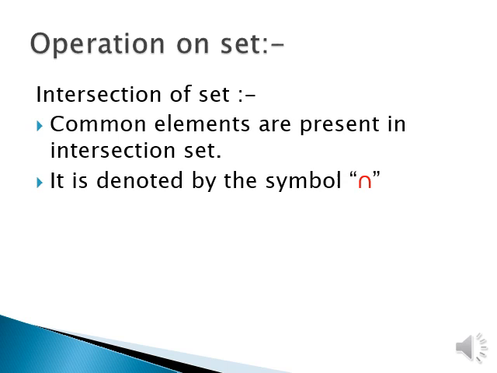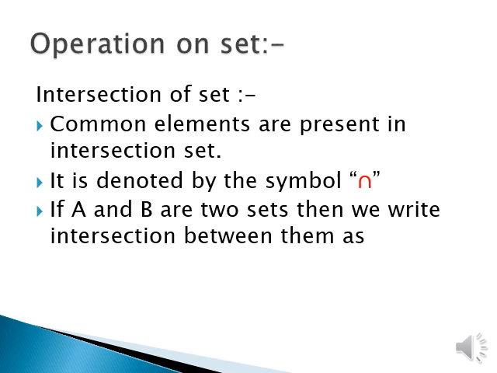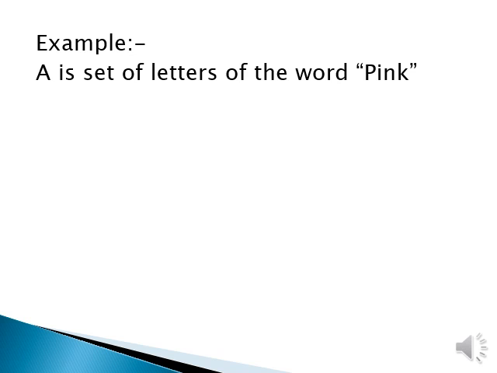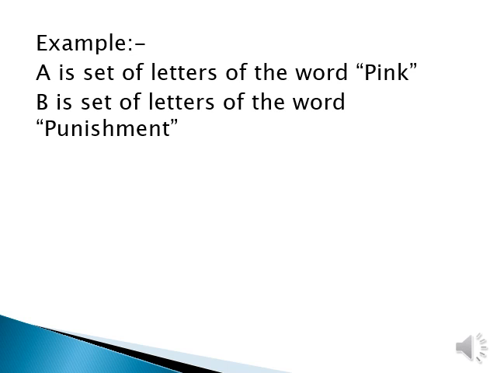It is denoted by the symbol inverted U. You can see here in red color the symbol is given. To make it clearer, if A and B are two sets, then we write the intersection between them as A intersection B. This is how we write the intersection between two sets. We'll see one example. A is the set of letters of the word pink. B is the set of letters of the word punishment.